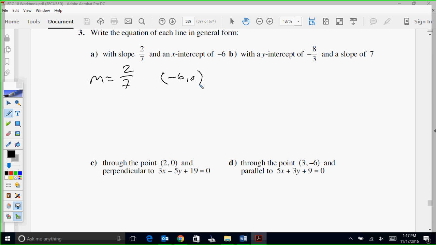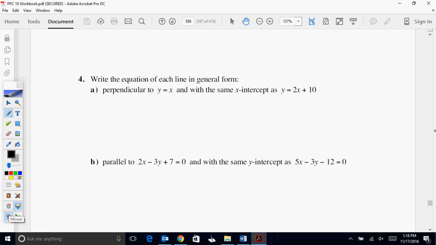All right. B with the y-intercept -8/3 and a slope of 7. So this is a point, -8/3. So it's going to be 0, -8/3. Y-intercept means your x is 0. Your slope is 7. You kind of starting to get the hang of it. So here they give you a point perpendicular to this. So what do you have to do to find that slope? Solve for y and figure out what that slope is. Then you'll have your slope and your point. Same thing here.